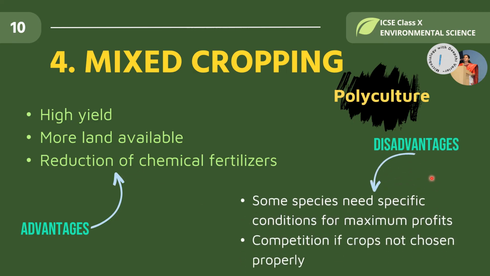The disadvantages are that some plants are extremely specific about the soil that they require for maximum profit. So you can grow them, no doubt, but if you want to maximize their profit, you might have to change the soil type, which may not be suitable for the other plant. So that needs to be taken care of, and you have to choose the plants properly, because otherwise both the plants will be competing with each other for the same thing, for space, for nutrients, and everything. So competition develops. The needs of the soil have to be kept in mind when we are choosing the crops for mixed cropping.